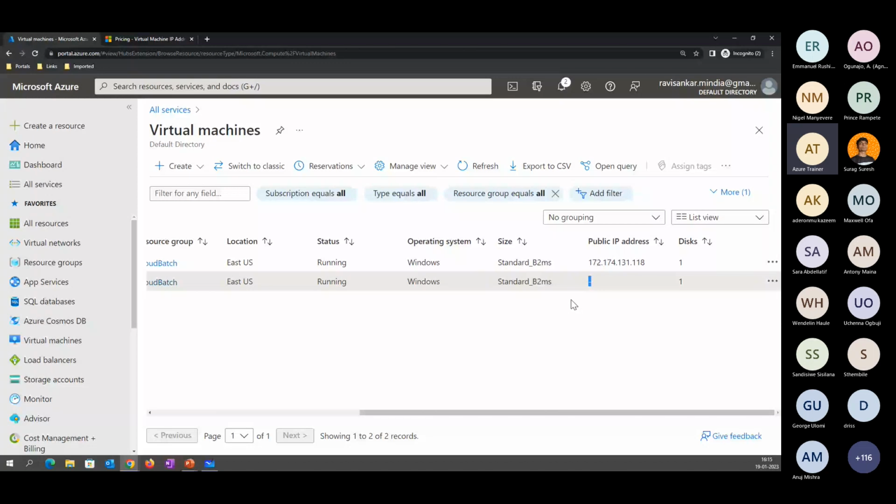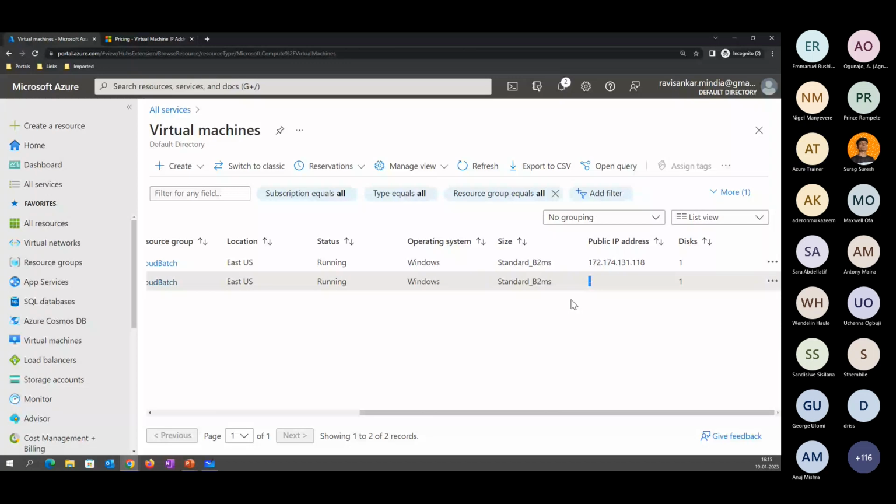Yes, selected is none here. That is the reason the IP address has not been selected here. Great. So that's good. We're getting some positive answers on the chat. Okay, good. Now, right now we have seen at the time of configuration how the public IP address is assigned.